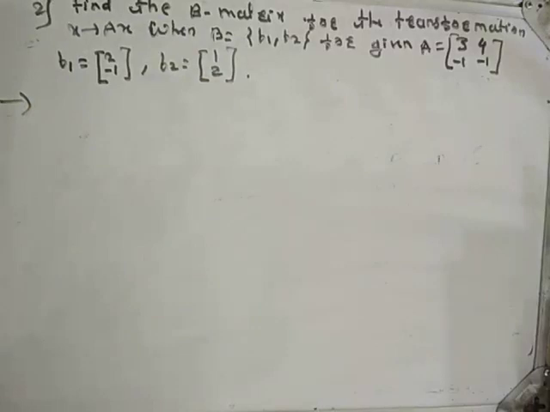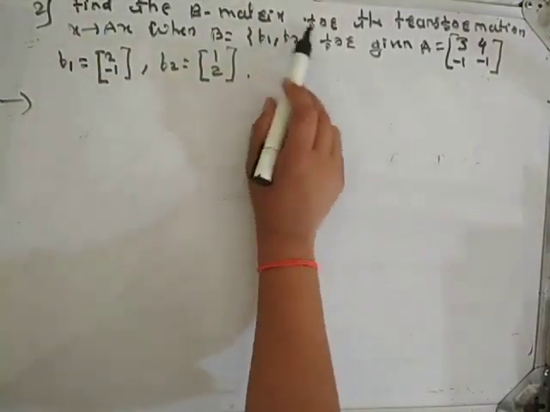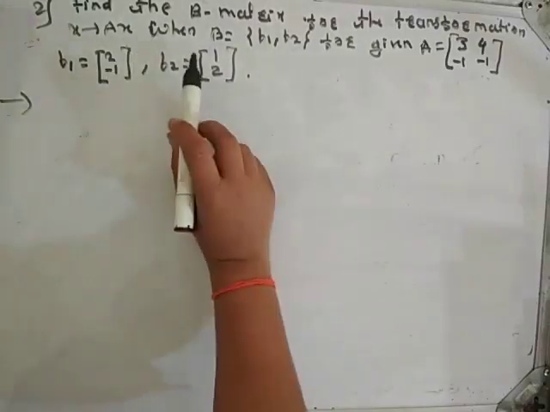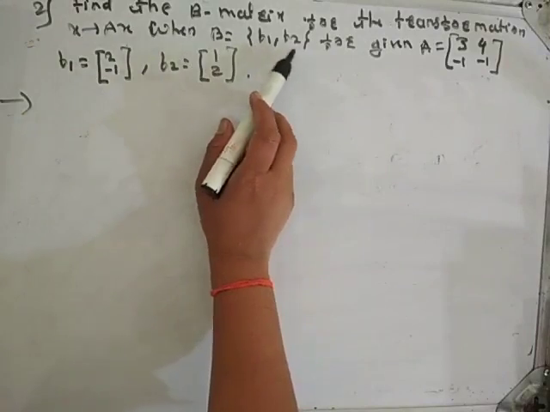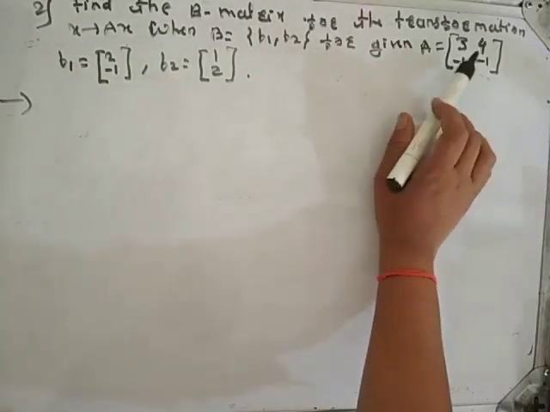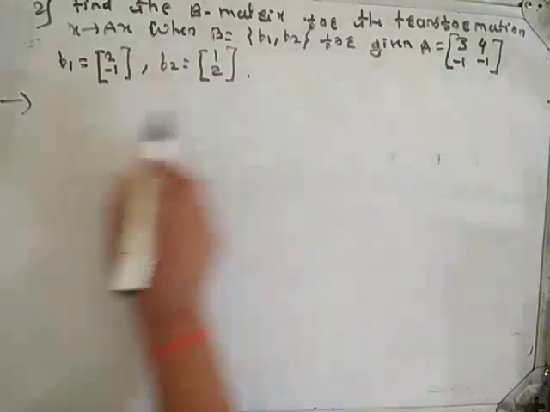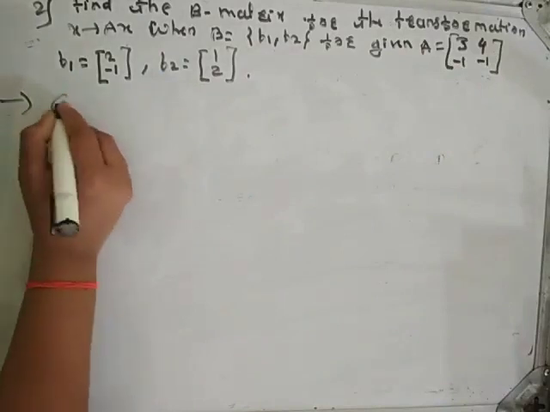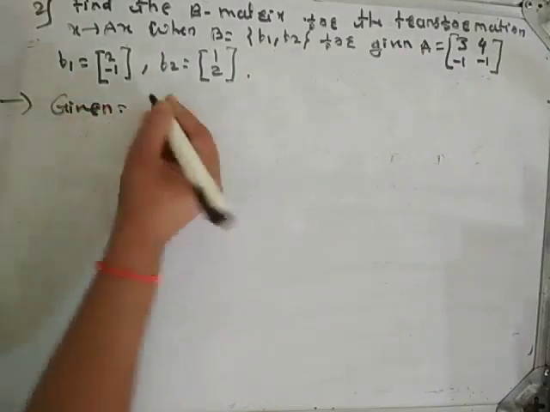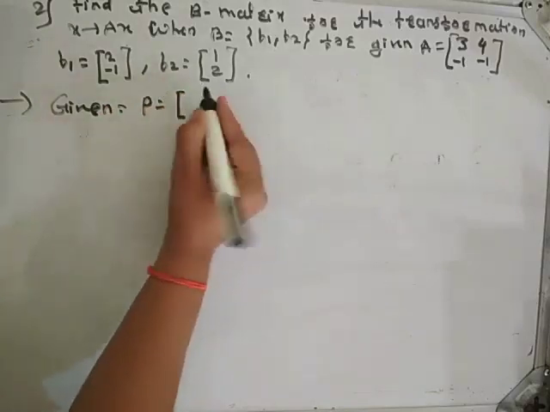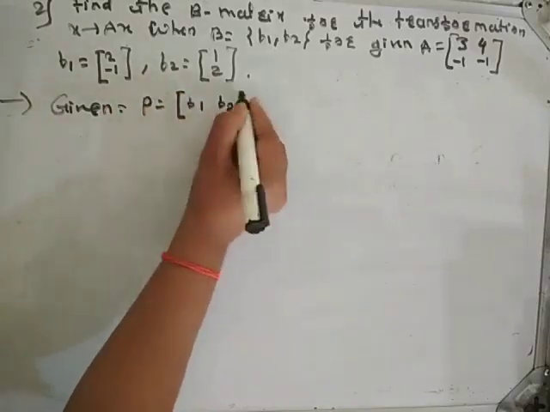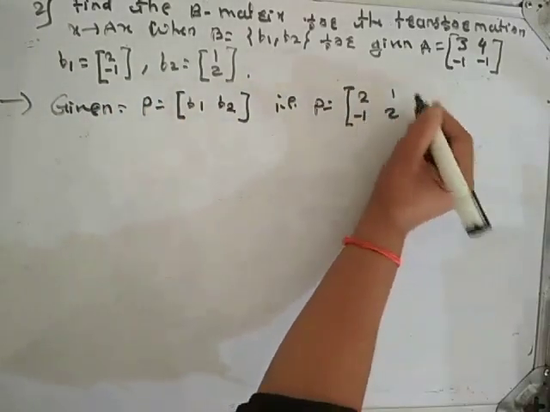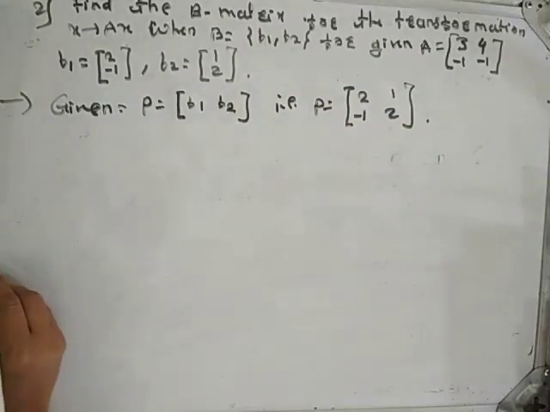Solution. We have to find the B matrix for the transformation x to Ax when B equals b1, b2 for the given A equals matrix 3, 4, minus 1, minus 1, with b1 and b2 as given. P is nothing but the matrix b1, b2. That is, P equals matrix 2, minus 1, 1, 2. This is matrix P.